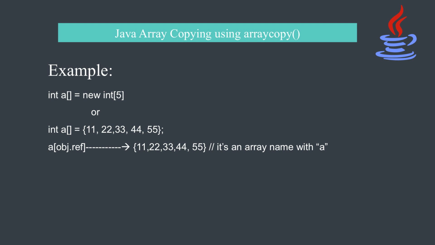So 5 is the size of an array, or we can also take integer array A. The array is represented by square brackets, equal to 11, 22, 33, 44, 55. So a set of values. Here the array name A is an object reference variable which will be pointing or referring to a collection of values of the same data type in the memory.